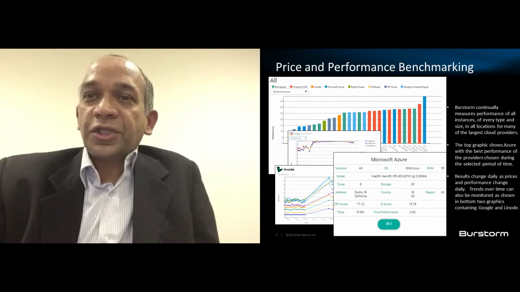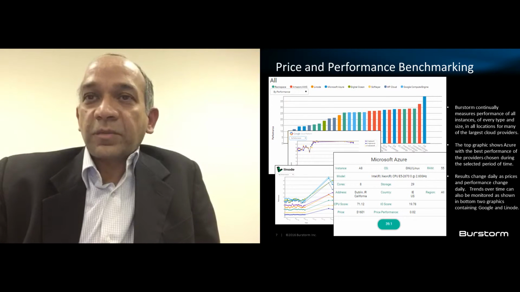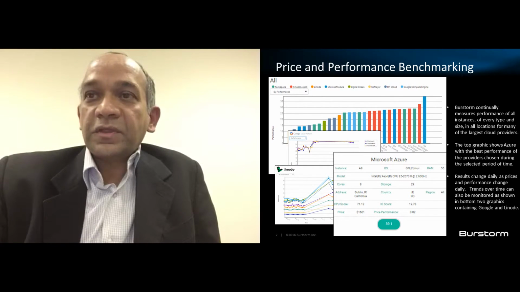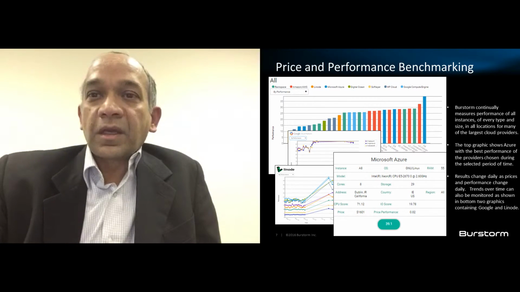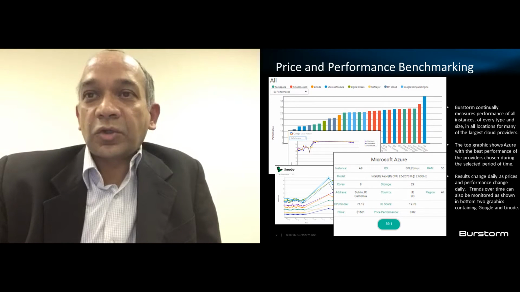But things in the cloud change all the time. New assets come into play and prices keep changing. Burstorm does continuous price and performance benchmarking. We do this several times a week against the key players in the industry and can do it inside the enterprise as well. In this particular diagram, you see Azure outperforms the others for the particular period chosen here. We can also do graphs of performance over a period of time, so you can see how a chosen provider such as Linode or Amazon has performed, and therefore what their trend lines are and what choices you ought to make.